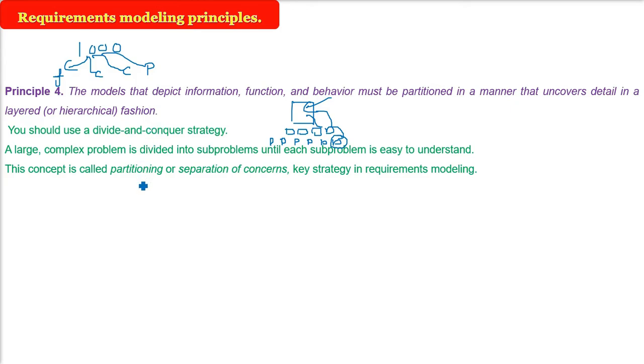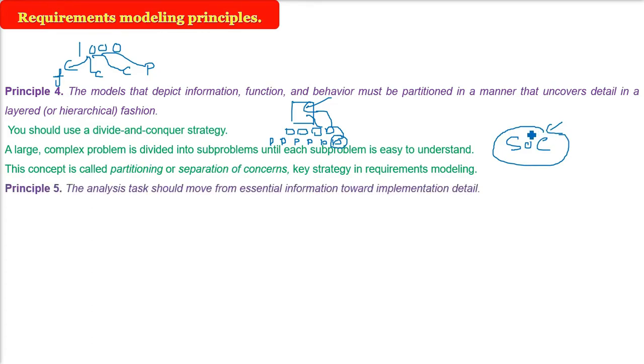So what do we name it? We call it partitioning or separation of concern, SoC. We have already seen that. So this is the main strategy behind the requirements modeling, partitioning and separation of concern. The next one is the analysis task should move from essential information toward implementation detail.